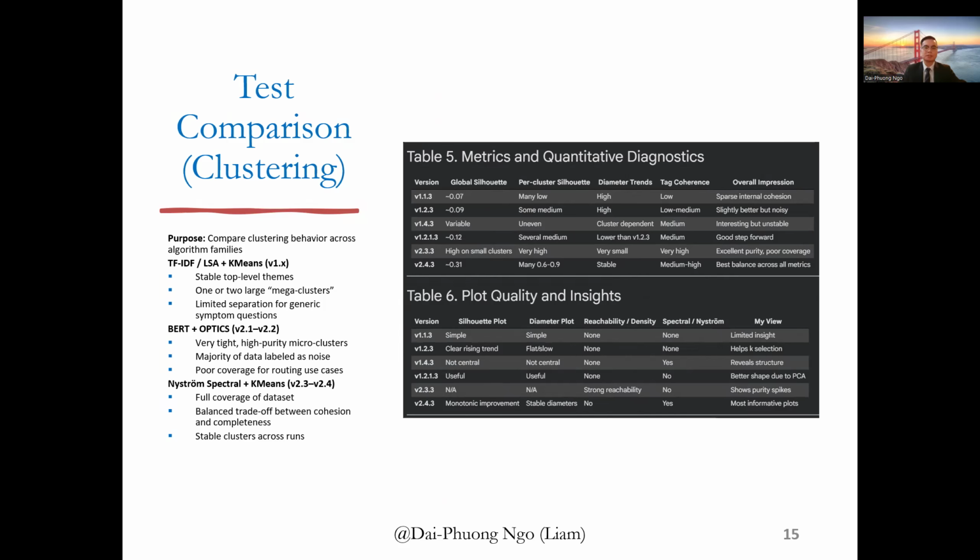The Nyström Spectral plus KMeans variants behave more predictably under repeated tests. Clusters remain stable across runs, cover the full dataset, and retain recognizable medical teams. Even when silhouette scores are modest globally, per-cluster behavior during testing is consistent and interpretable, which is more valuable for real deployment.